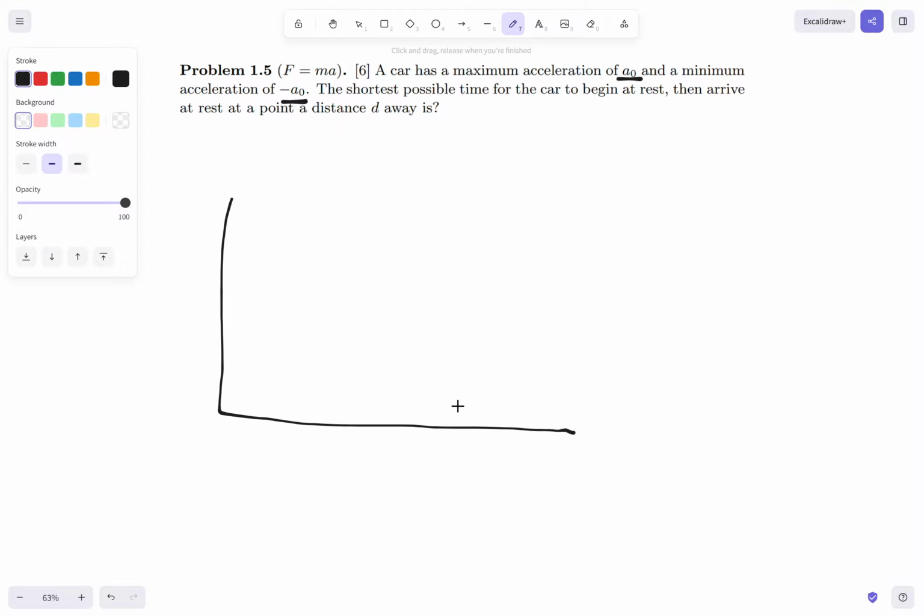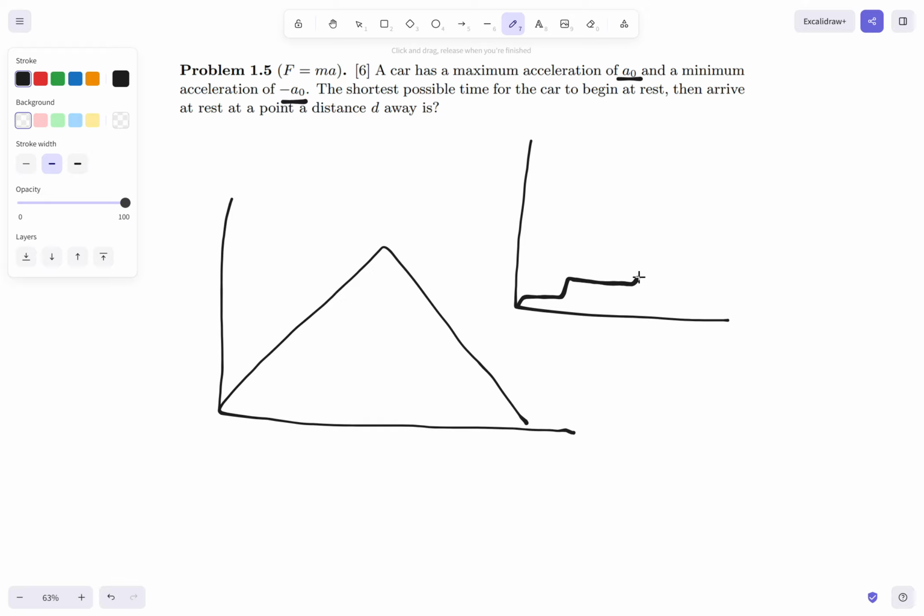The triangle method states that we know the acceleration cannot be in between a naught and negative a naught. It has to be one of them, so it becomes a triangle. Think about it: let's say I accelerate a little, then I start coasting, accelerate a little, coast, accelerate a little, coast. And this is just wasting so much area.